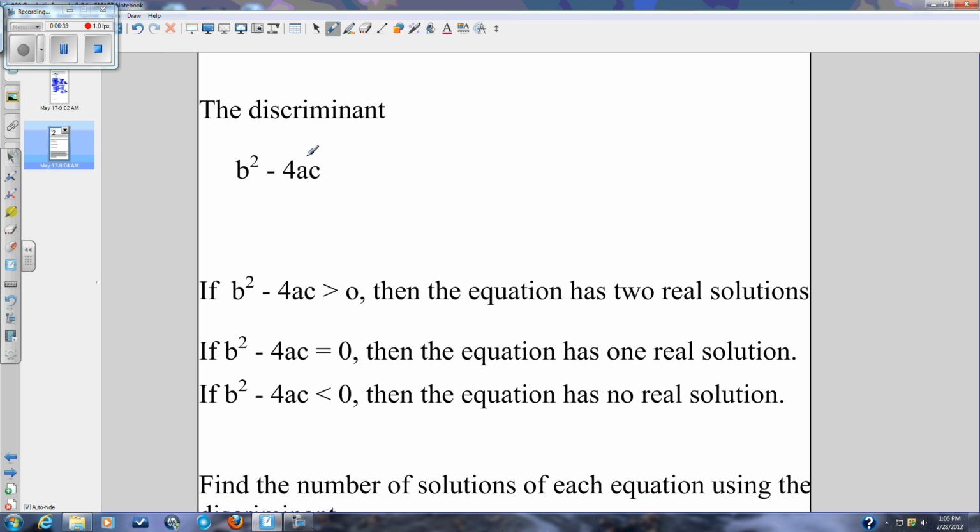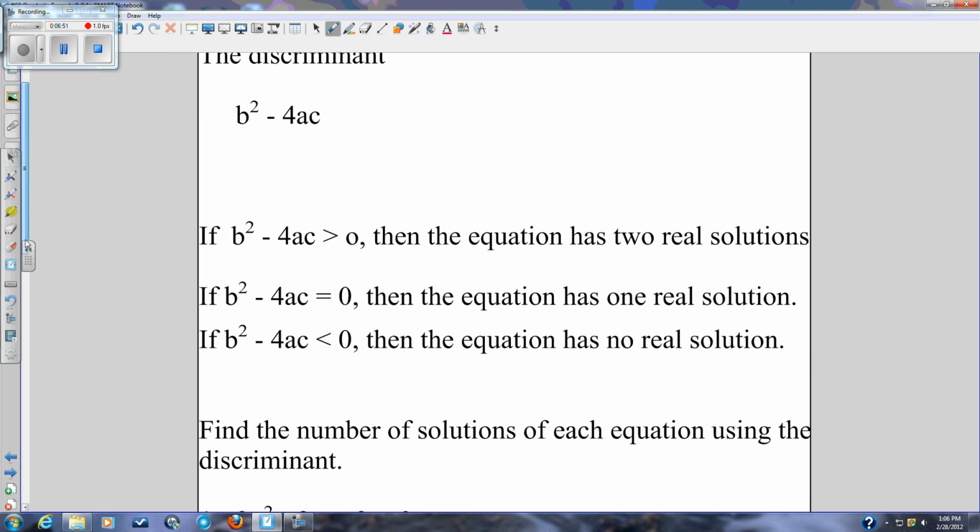The discriminant. The discriminant is the part of the quadratic formula that's under the square root symbol. So b squared minus 4ac. And it's kind of neat. It does give you some neat information.